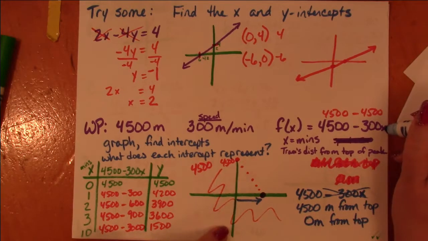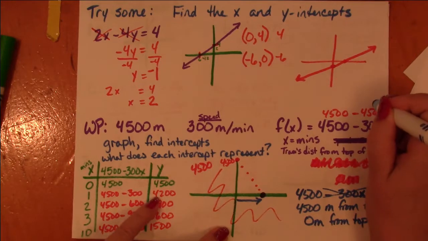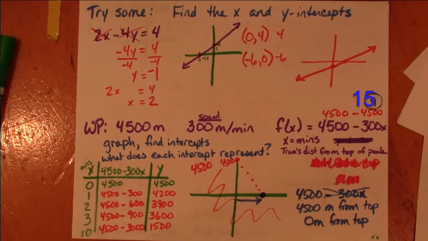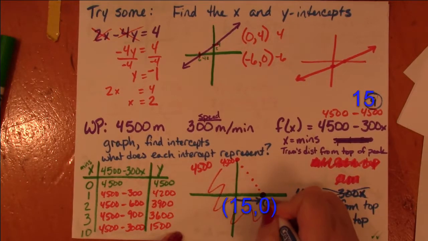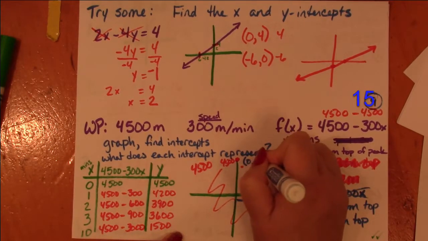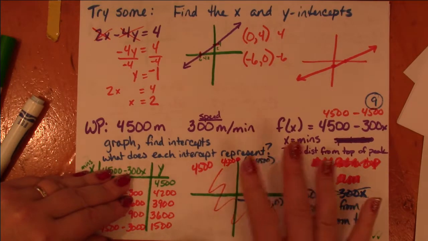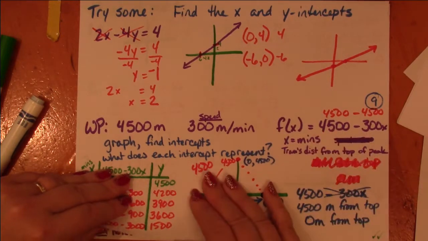And what does x have to be in order for this to be 4,500? It's going to have to be 9. So this is going to be (9, 0), and this is (0, 4,500). Please pause here to do Check It Out numbers 1 and 2. Pause the video here, come back when you're done.